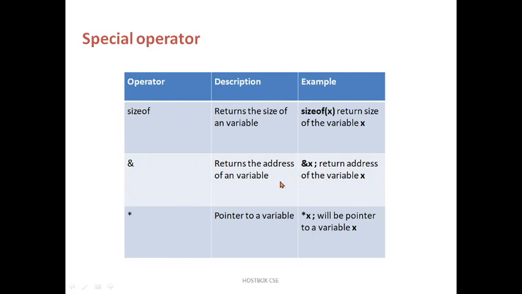And the ampersand operator returns the address of a variable x. For example, it returns the address of the variable x. This operator we are going to discuss deeply in the concept of pointers. The asterisk symbol means pointer to a variable, that is asterisk x means it will point to the variable x. Okay, so these are the special operators. These also we are going to use in upcoming sessions with examples and everything.